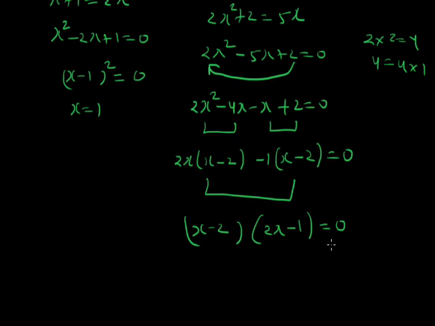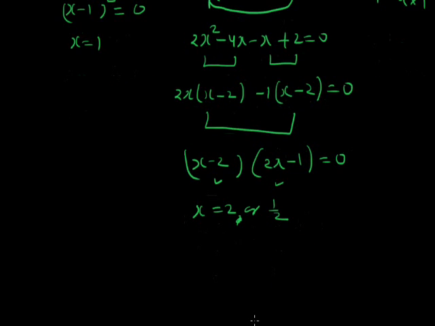Again the product of these two terms is 0. It is possible either this term should be 0 or this term should be 0. This term should be 0 when x equals 2, and this term should be 0 when x equals 1 by 2. So these are the answers. So the answer for this equation is x can be 2, x can be 1, or 1 by 2. These are the final answers.